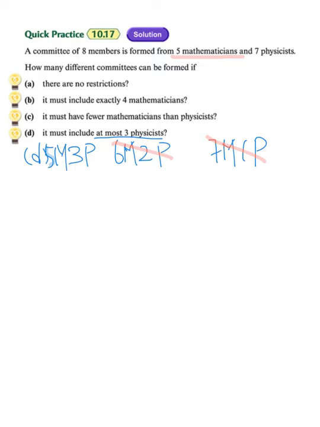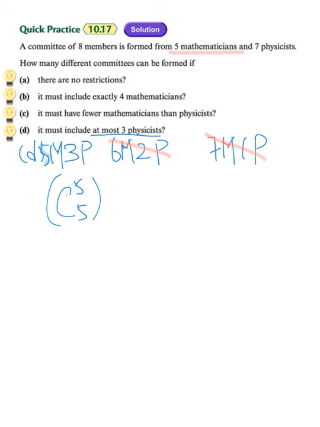So that's why the number of choices is a little bit easy. It's just 5C5 for the mathematicians, and then for the physicists it is 7C3. So that will be equal to 35. So that's part D.